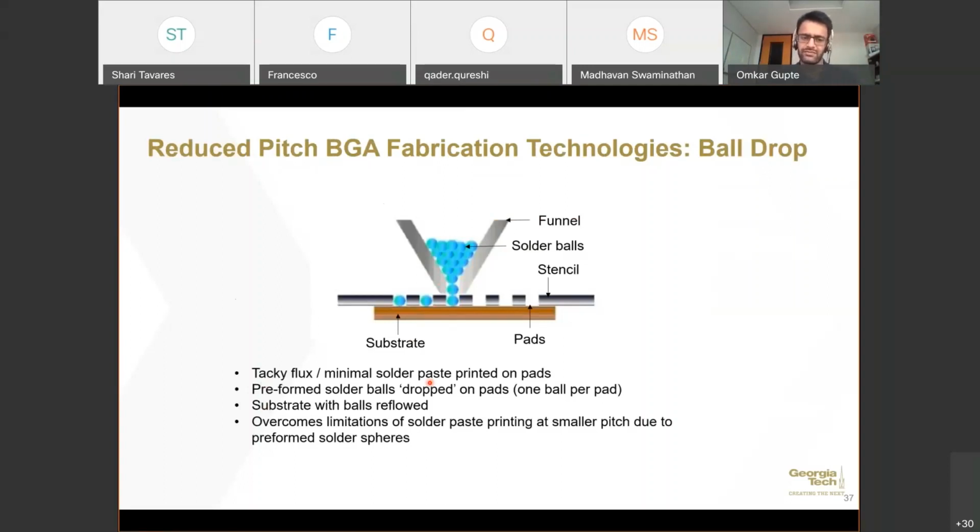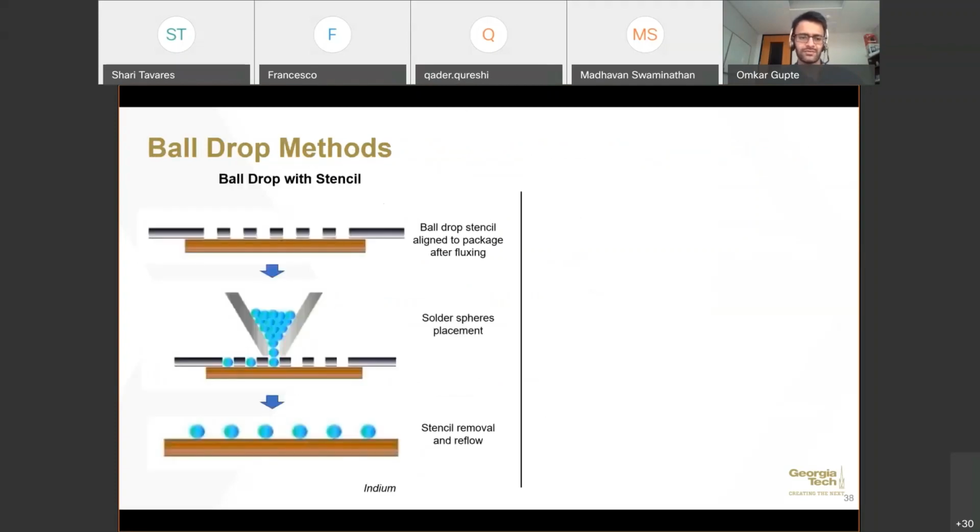In order to do that, a tacky flux or a minimum amount of solder paste is printed on the pads first. The balls are dropped. These preformed balls are dropped using different methods. In this case, we're showing it's dropped using a stencil, such that one ball fits in each aperture, and then the balls are reflowed to form the joint. So that is one. As I mentioned, it overcomes the limitations of paste printing at smaller pitch.